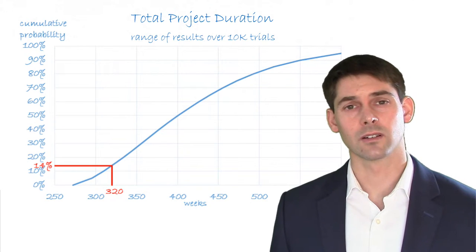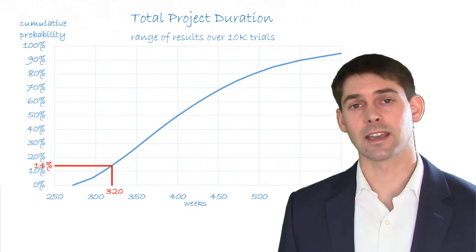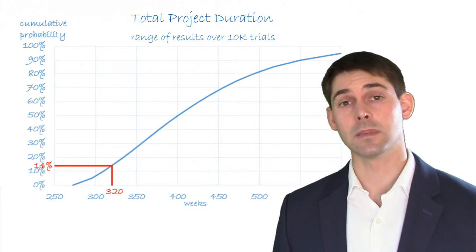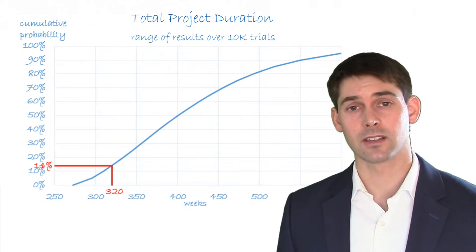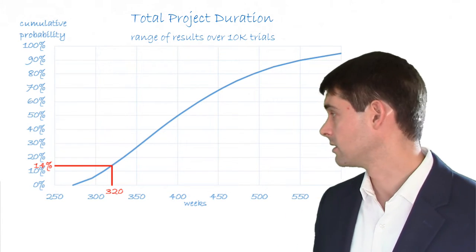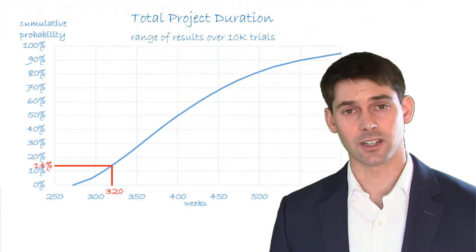So what's going on here? When you sum independent items probabilistically, the answer tends to converge around the sum of the means, not the sum of the P50s. And what that means for us is an extremely low likelihood, 14%, of making our advertised completion date.